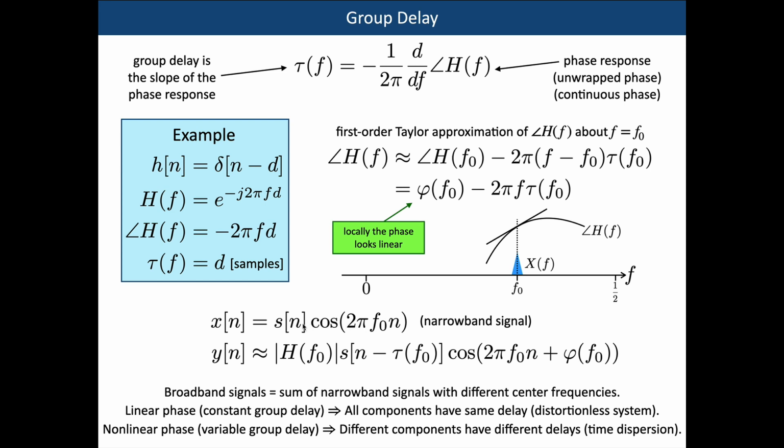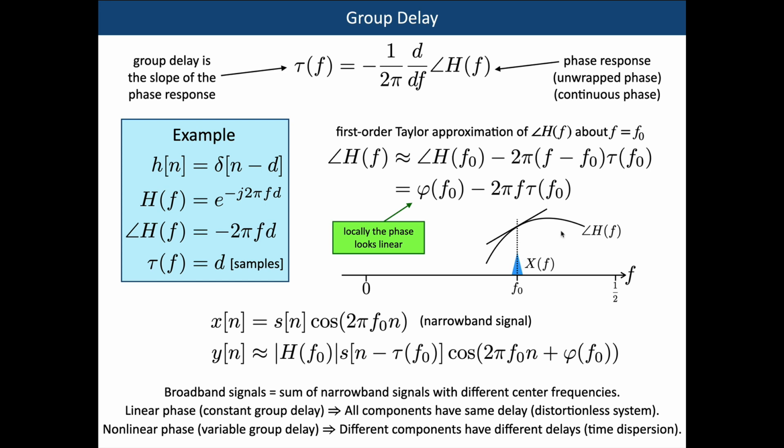So S of n, if we looked at its Fourier transform, it would be a little triangle sitting here at the origin. When we modulate by cosine, that shifts that out to the frequency f0. So that's where this narrowband signal x of n comes from, and this is its Fourier transform.